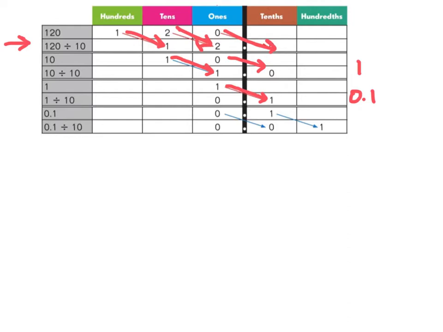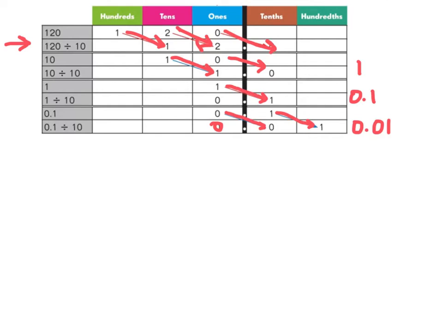Finally, let's divide 1/10 by 10. Our 1 in the tenths column will move to the hundredths column. The 0 in the ones column will move to the tenths column. And a new 0 will come in to take the place in the ones column, giving us a new answer of 0.01 or 1/100th. So the general rule to follow is that when we divide a decimal by 10, each digit will move one place to the right in the place value chart.